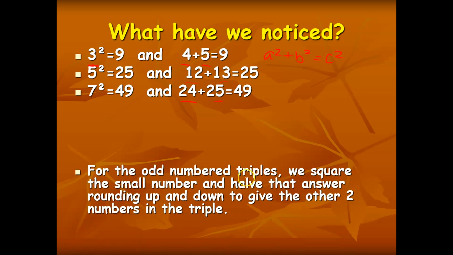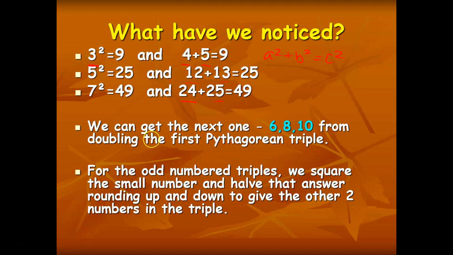So for the odd number triples, odd number meaning there's 3 of them, they don't have to be actual odd numbers within them. We square the small number. Remember I said, instead of the first number, it's the smallest number. Hopefully they're not going to trick you in your assignments and rearrange them, but they might. Then we halve that answer, rounding up and down, to give the other two numbers in the triple. Okay? And we can get the next triple by doubling the first one. So if you double 3, 4, 5 to 6, 8, 10, it'll prove to be a Pythagorean triple and also a right triangle.